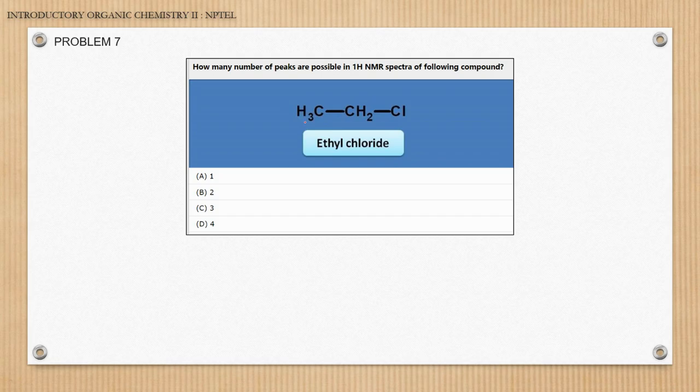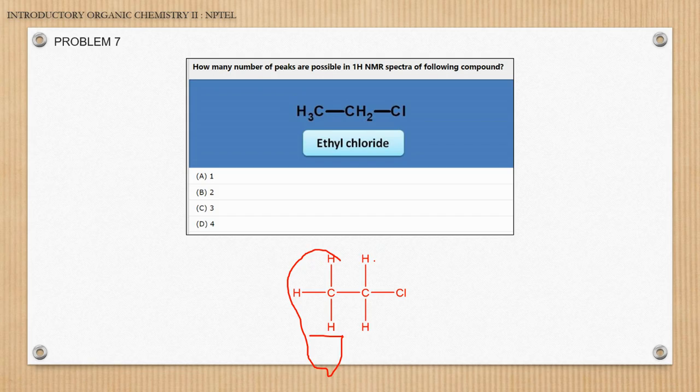Again they are asking the number of possible peaks. So you have to identify how many different protons are present in the system. This is the expanded version. You can see the methyl group and the methylene group. The three protons of the methyl are equivalent, as they have the same environment. That is why they will give you a single peak in the 1H NMR, so you will see one peak for this methyl group.